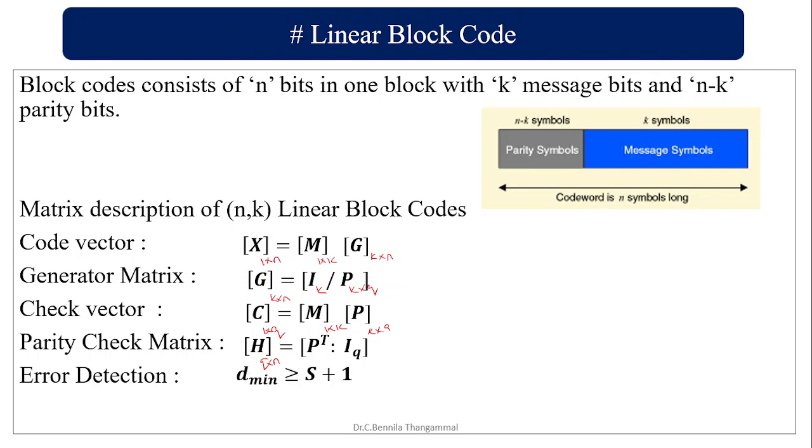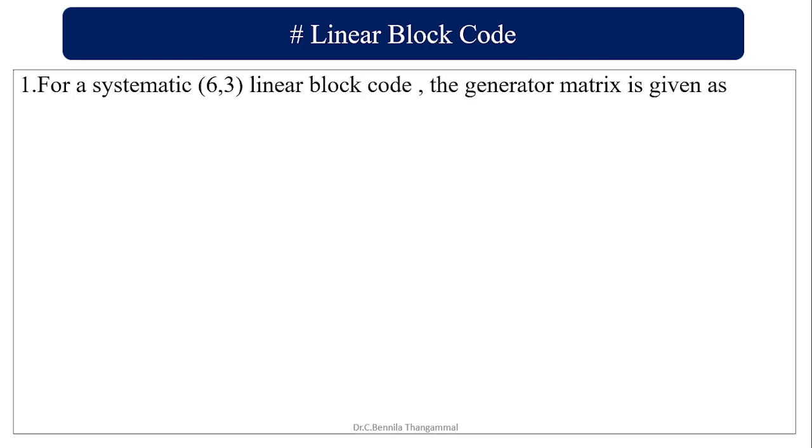Error detection is given by the formula d minimum, the minimum Hamming distance, greater than or equal to s plus 1, where s is the number of errors detected. Error correction is given by d minimum greater than or equal to 2t plus 1, where t is the number of errors corrected. So you can solve a problem.